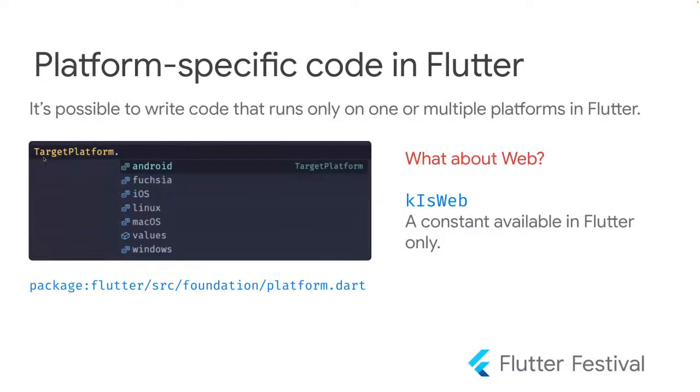We can notice that TargetPlatform has all these values: Android, Fuchsia, iOS, Linux, macOS, and Windows, but it doesn't have web. So how can we know if we are running on Flutter web? There's a constant called kIsWeb, which is available in Flutter only. So if you are writing a Dart application, you're not going to be able to use that constant.